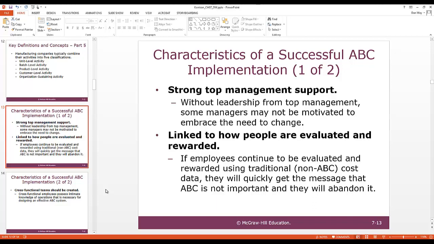We also generally need to link how people are evaluated and rewarded to that activity-based costing system. So if employees are continuing to be evaluated and rewarded using our old traditional costing data, they're going to kind of perceive that ABC isn't that important, and they're not going to take the necessary steps to make it work.